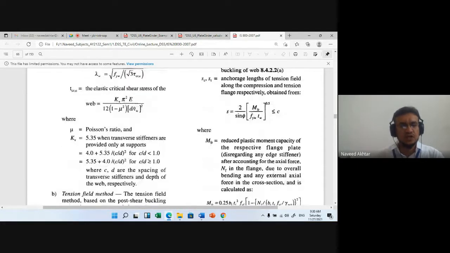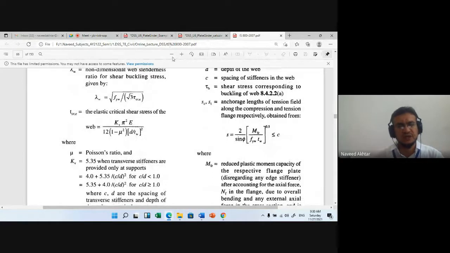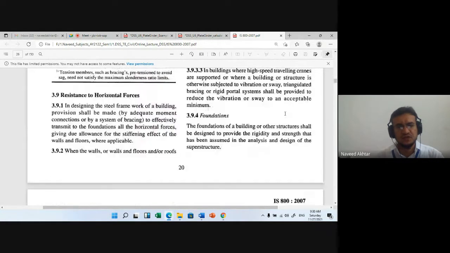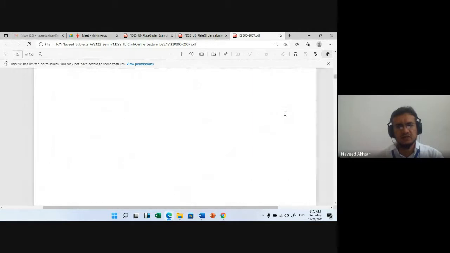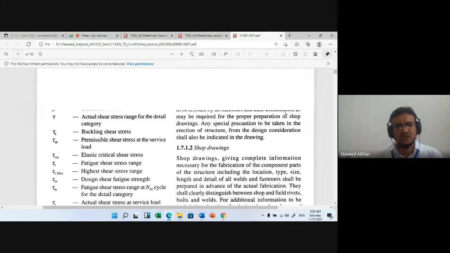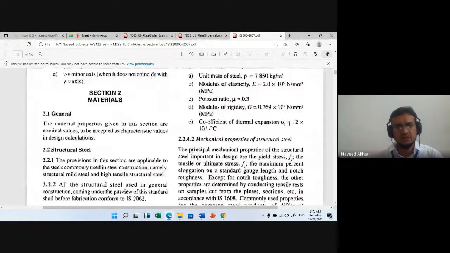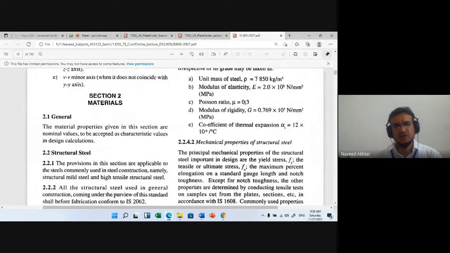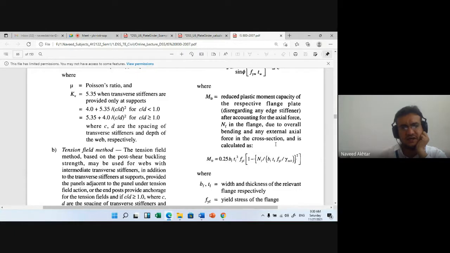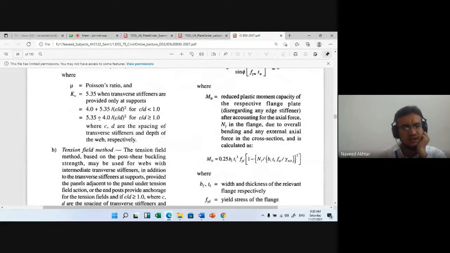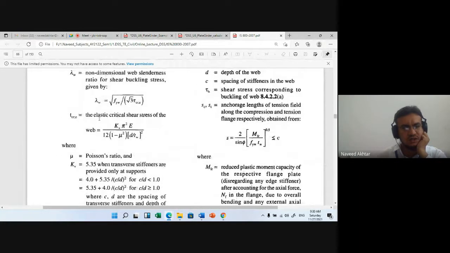Use the Poisson ratio, which is given on page number 12. You can go to page number 12; the Poisson ratio is given already in your IS code. The Poisson ratio of steel is 0.3. So mu, the Poisson ratio, is 0.3. The d by tw ratio we already know.